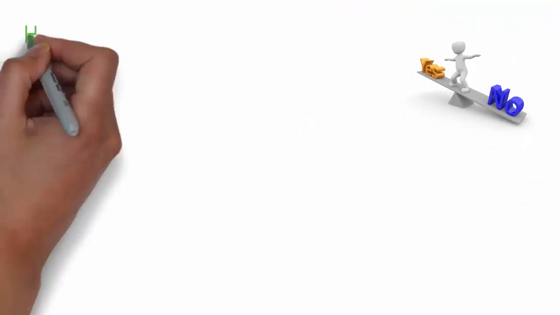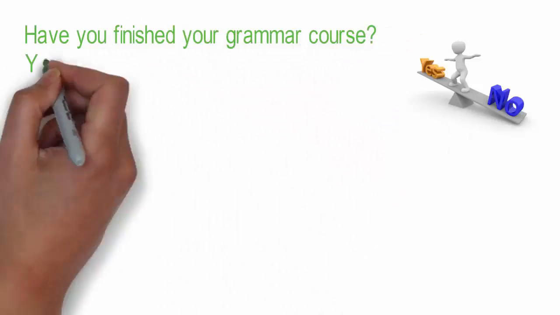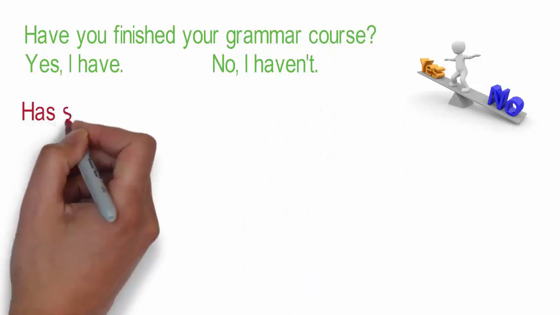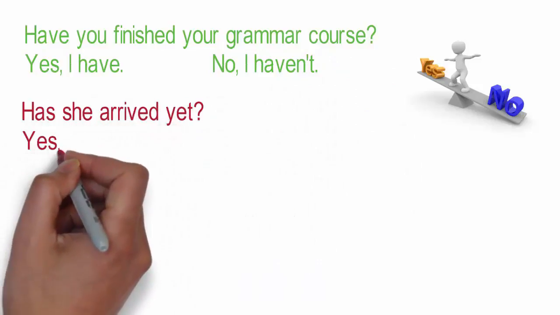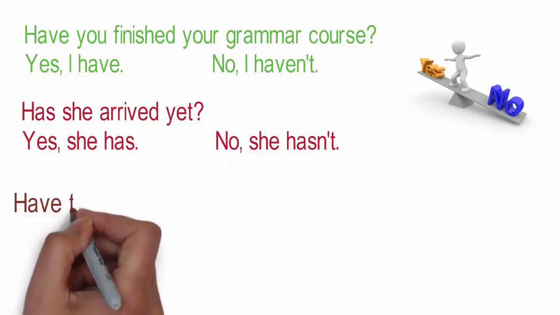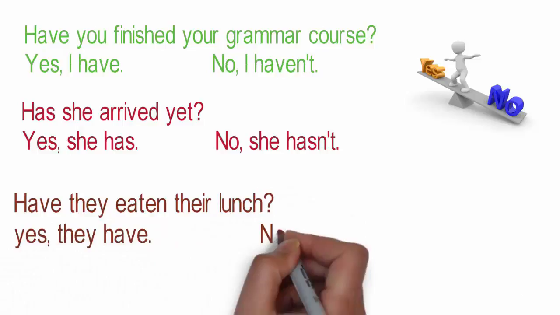Yes or no questions. You just need to start the question with have or has. So, have you finished your grammar course? Yes, I have. No, I haven't. Has she arrived yet? Yes, she has. No, she hasn't. Have they eaten their lunch? Yes, they have. No, they haven't.